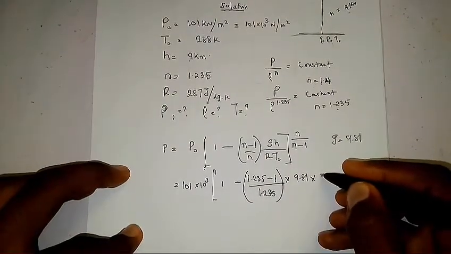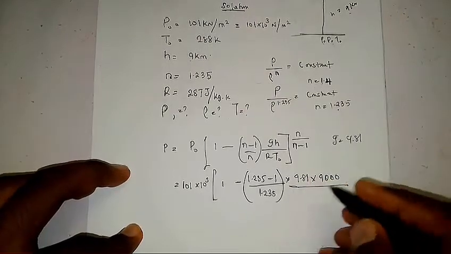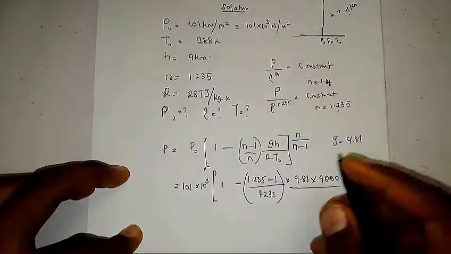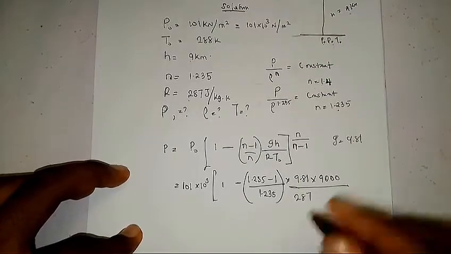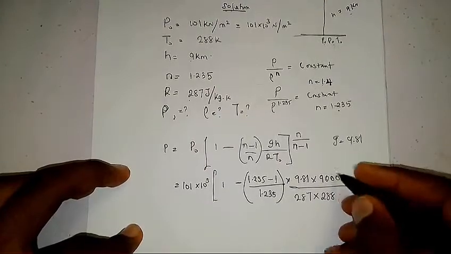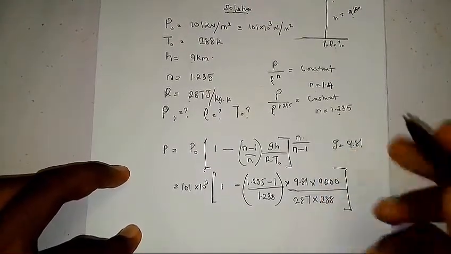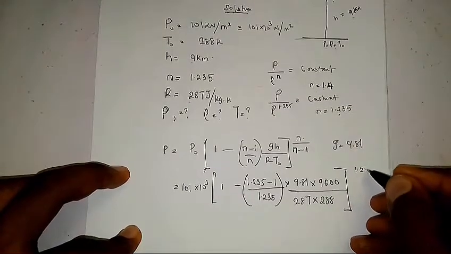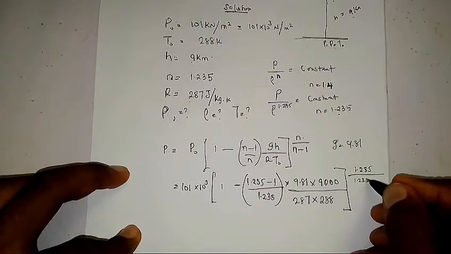9 kilometer, which can also be written as 9,000 meters, divided by my specific gas constant, which is 287, right? Then my initial temperature, which is 288 Kelvin. Close my bracket, raised to power my polytropic constant, 1.235 divided by 1.235 minus 1.